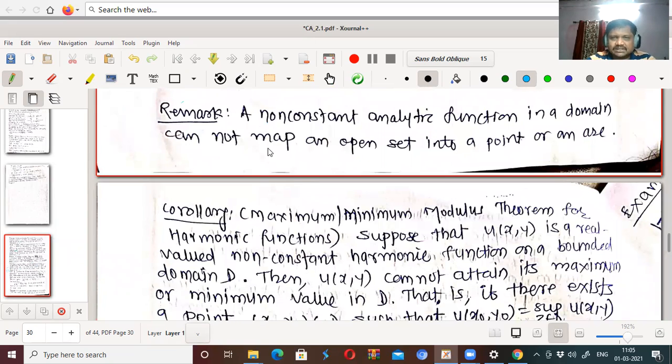Remark on the above theorem: a non-constant analytic function in a domain cannot map an open set into a point or an arc.